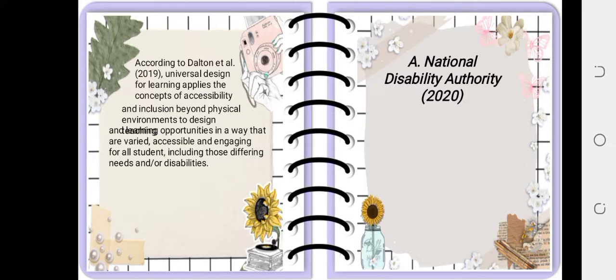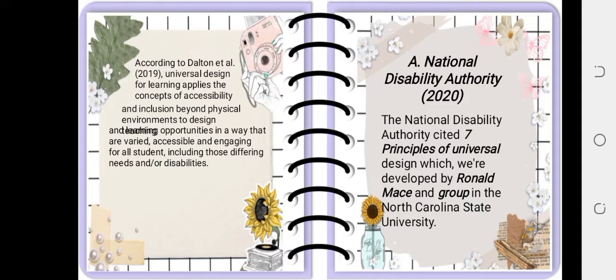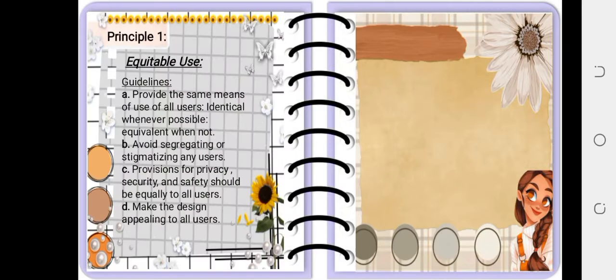The National Disability Authority cited 7 principles of universal design, which were developed by Ronald Mace and group at North Carolina State University. The first principle is equitable use. So the design is useful and marketable to people with diverse abilities.